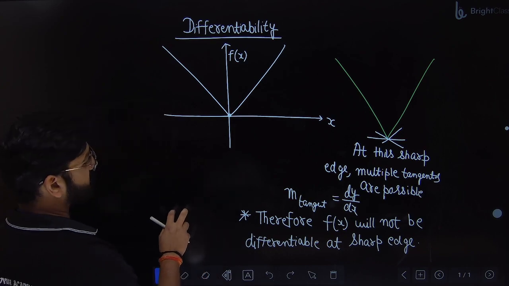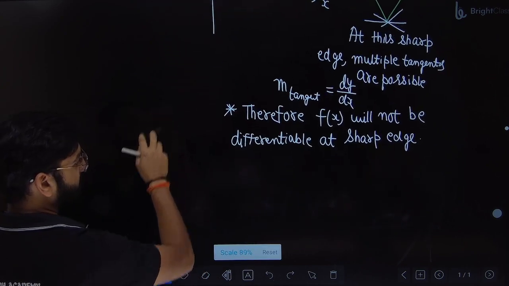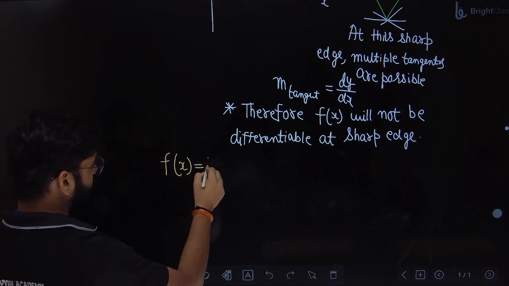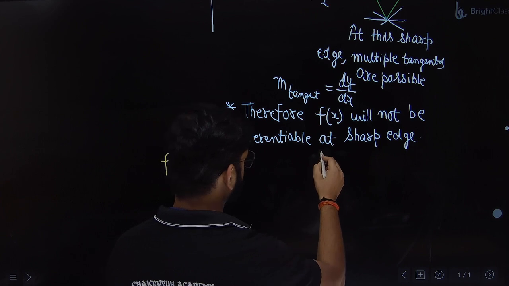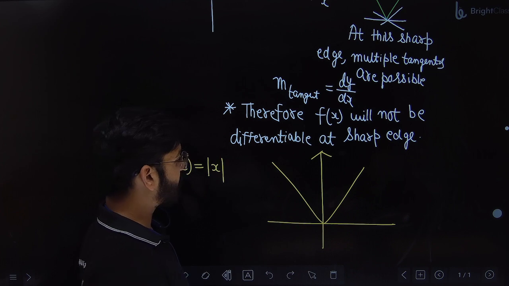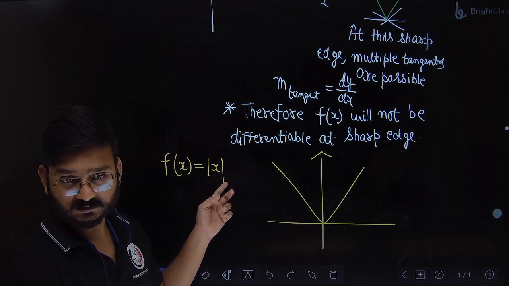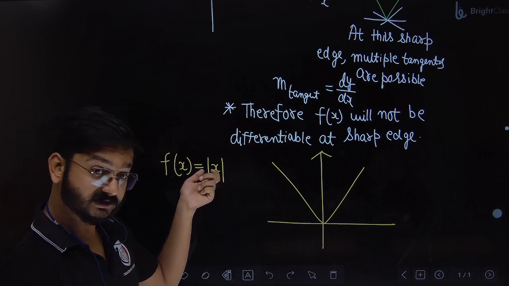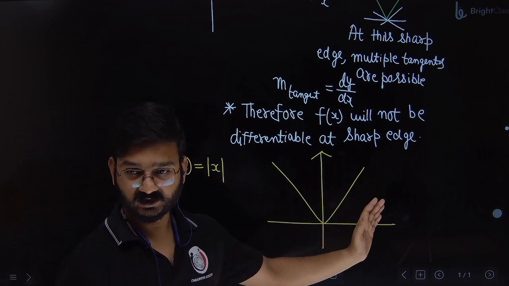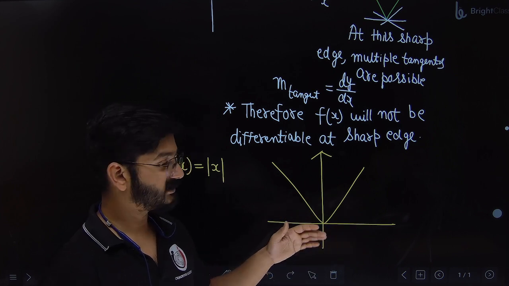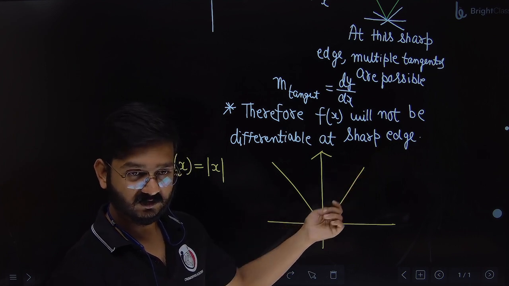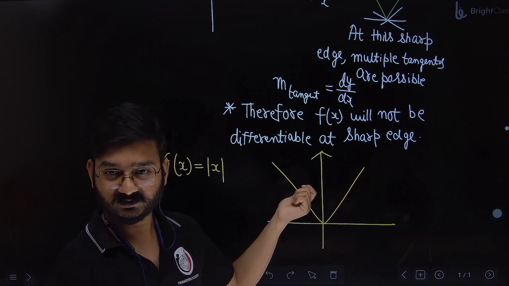Let us talk about f of x equal to mod x. So if we draw this graph, the critical point of this function is what? X equal to 0, because at x equal to 0, this will become 0. On the left side of the critical point and on the right side of the critical point, it changes its nature. On the right side of the critical point, it will be positive. On the left side also, it is positive.